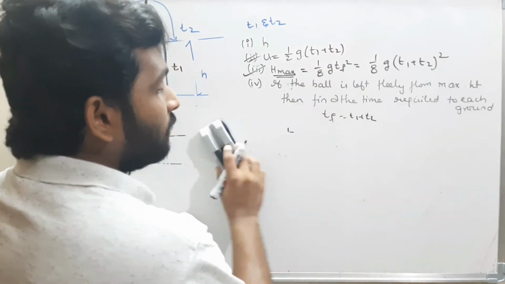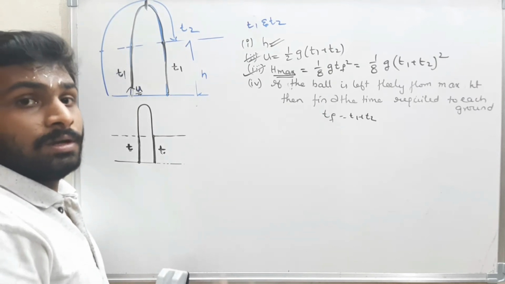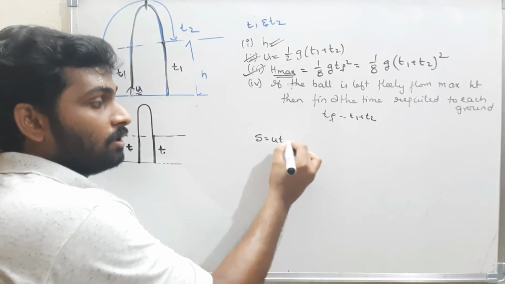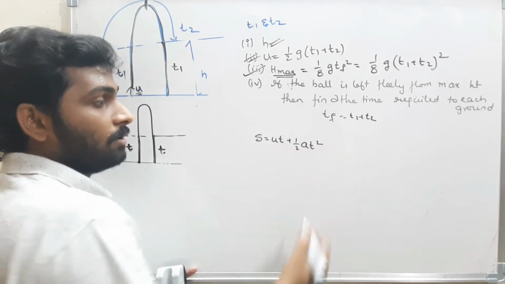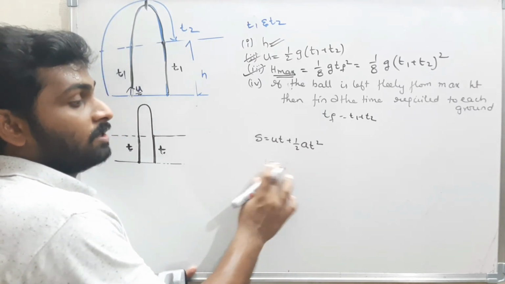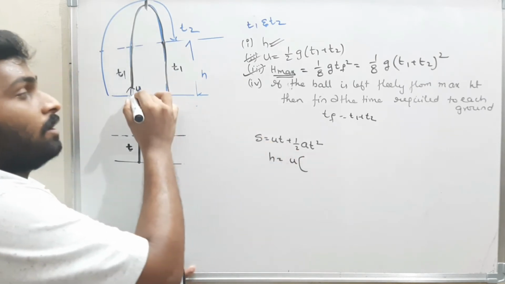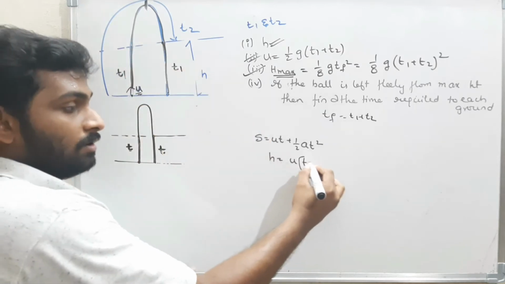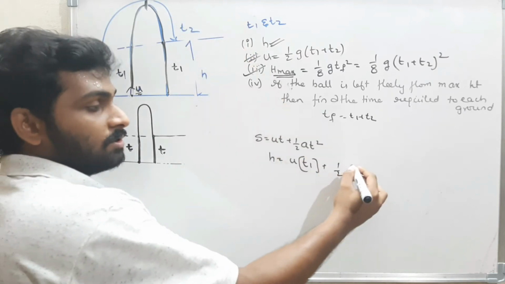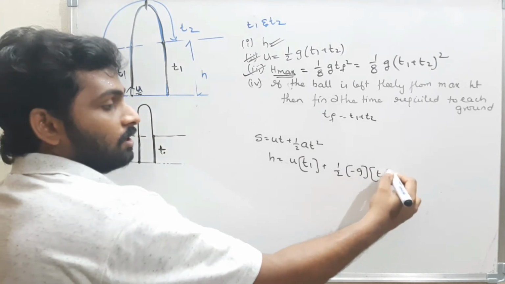Okay, now how can I find the h? This height. They told us to find the height. How can I find that height? Now observe carefully. I can use the equation s is equal to ut plus half a t square. Now see here, s is equal to height, so s is nothing but height h. What is u? Initial velocity is u. What is the time? The time taken to move from here to here is t1, plus half into acceleration. When the body is moving up, the acceleration is minus g, into the time taken to move from here to here, that is t1, whole square.